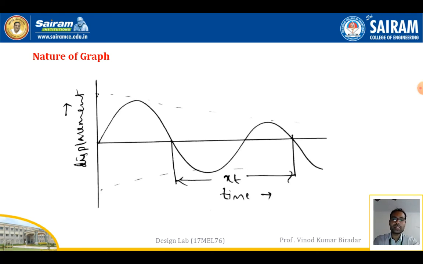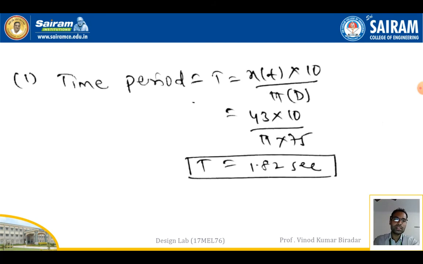Once you take x1 and xt from the graph sheet, you are going to calculate the time period. The time period formula is t equals xt into 10 divided by pi into d. Substituting from the graph, you get 4.3 centimeter, which is 0.043 meter. So 44.3 into 2 divided by pi into 75, you get t equals 1.82 seconds. That is the time period.